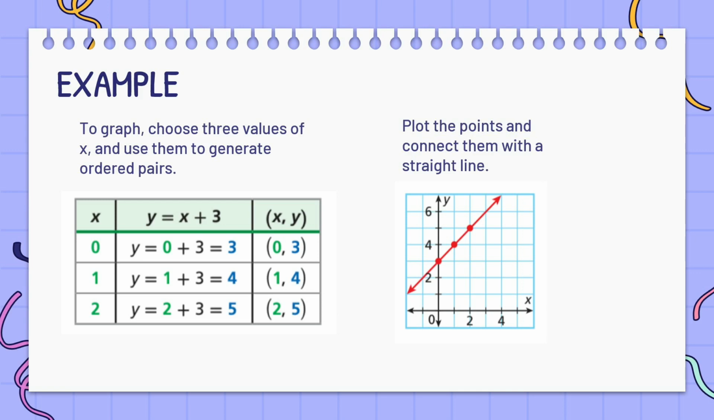To graph, choose 3 values of x and use them to generate ordered pairs. As we can see in the table, we can substitute the x values and then we get the ordered pairs. For x = 0 it is (0, 3), for x = 1, (1, 4), for x = 2, (2, 5). Then plot the points and connect them with a straight line. The function is a linear function because its domain value is paired with exactly one range value and the graph forms a line.